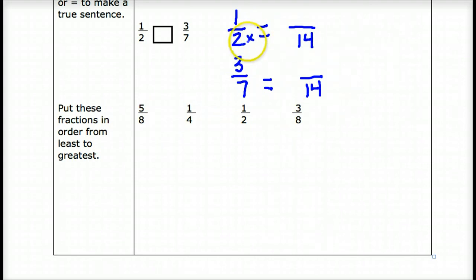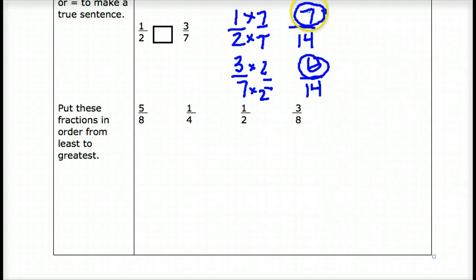So we know that 2 times 7 is 14. If we multiply by 7 on bottom, we have to do the same to the top. So 1 times 7 is going to be 7. 7 times 2 is 14, so we do the same to the top. 3 times 2 is 6. Of these two numerators, we see that 7 is bigger, meaning that 1/2 is greater than 3/7.